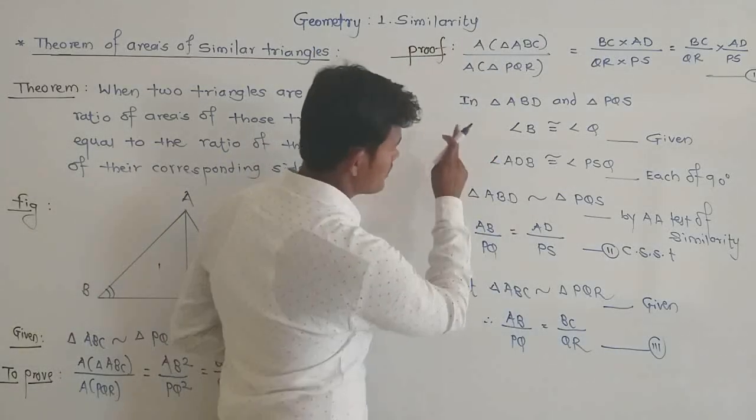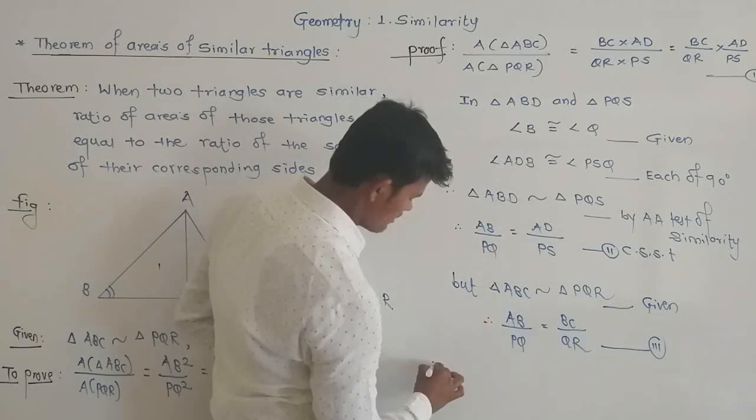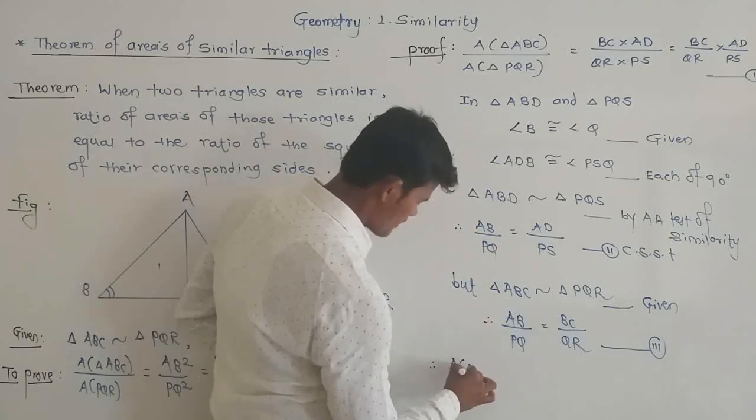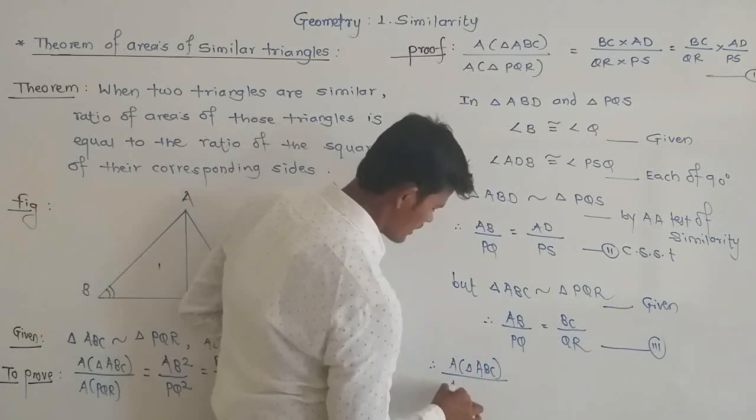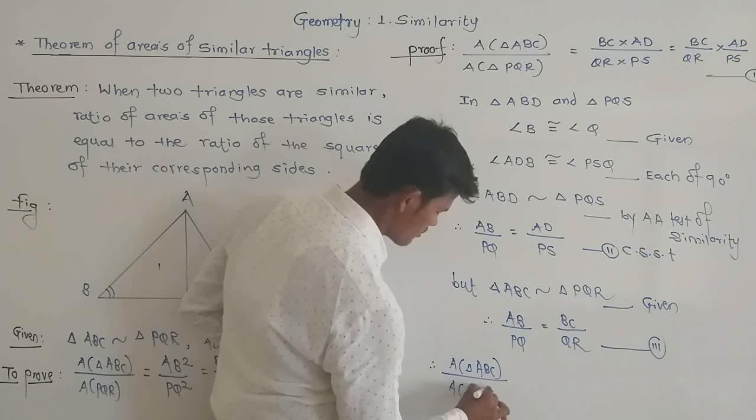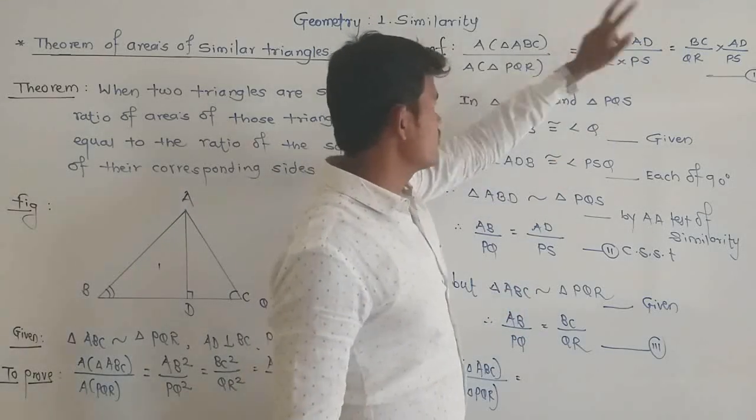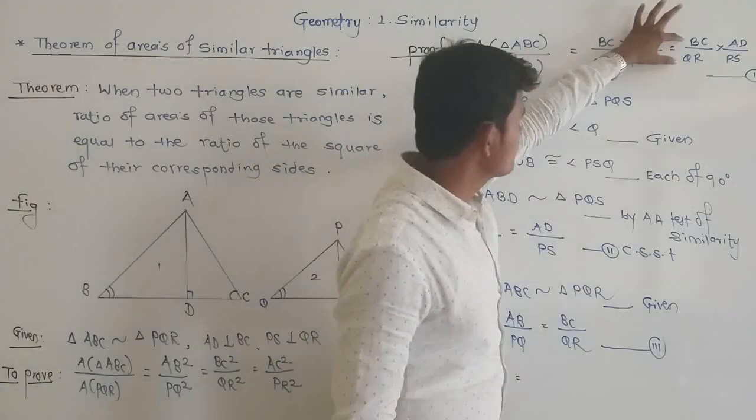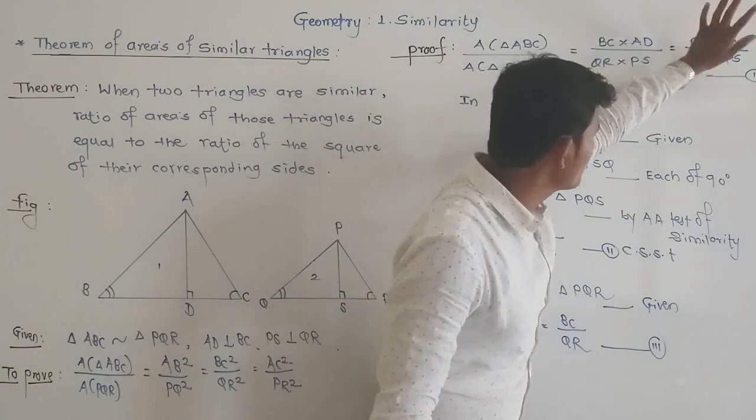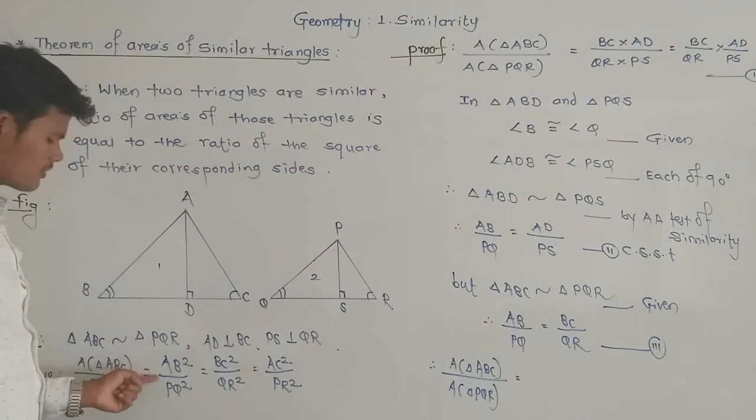So from equations first, second and third, we get the ratio of the area of triangle ABC to the area of triangle PQR is BC upon QR into AD upon PS, but we want the square of the ratio of corresponding sides.